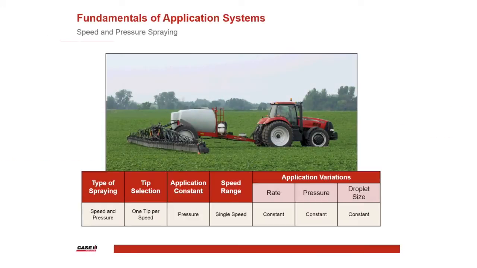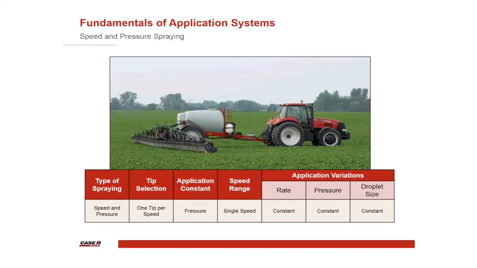In order to understand Aim Command and Aim Command Pro, we need to understand where application systems started. Speed and pressure spraying is one of the first efforts toward a higher quality application. Speed and pressure spraying operates under the assumption that as long as my speed and my pressure stay constant, I can expect to keep my rate, pressure, and droplet size all relatively consistent. As long as speed and pressure stayed constant, this worked well.